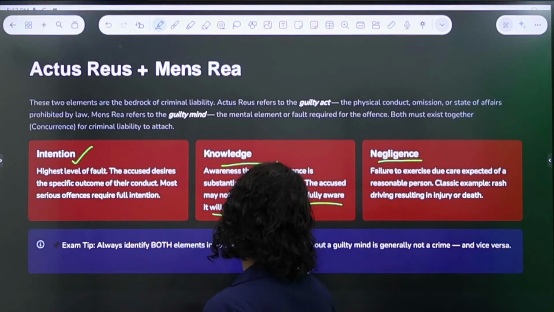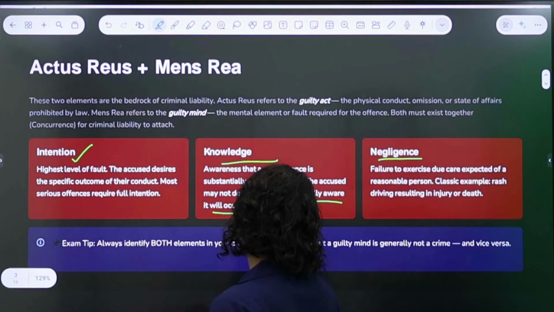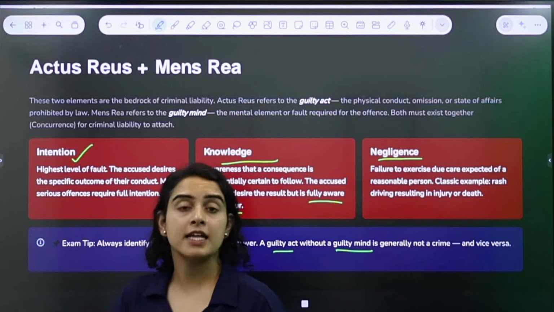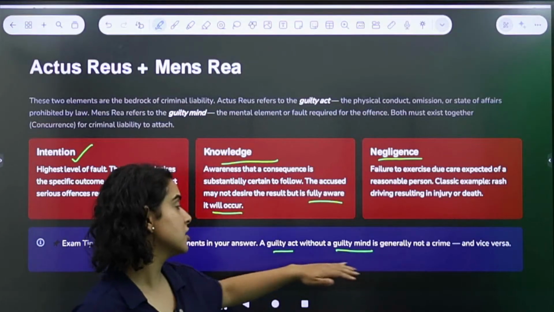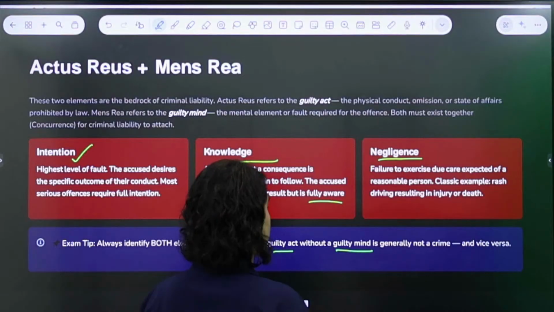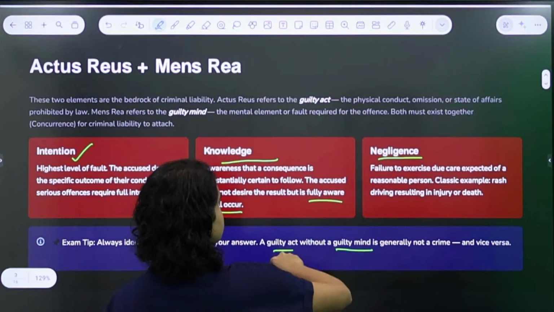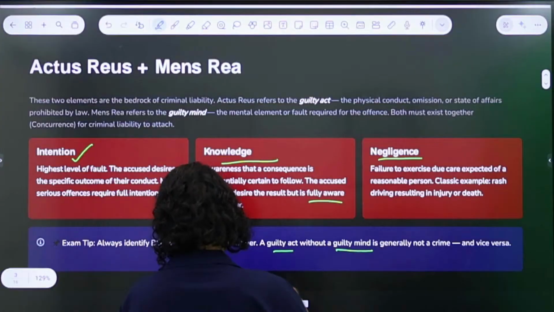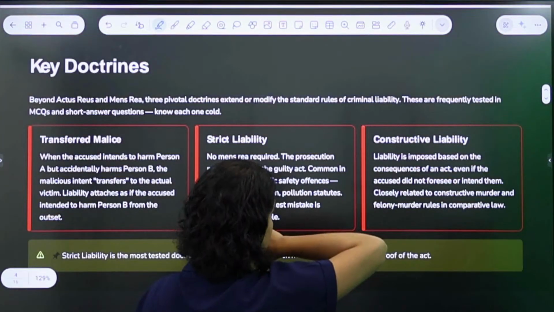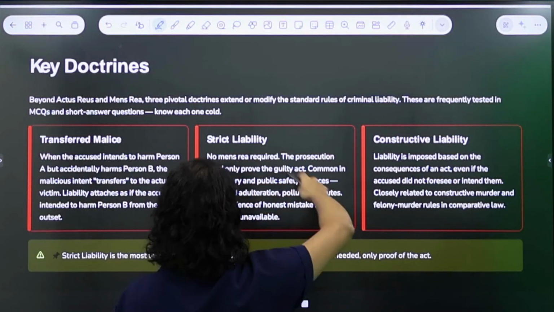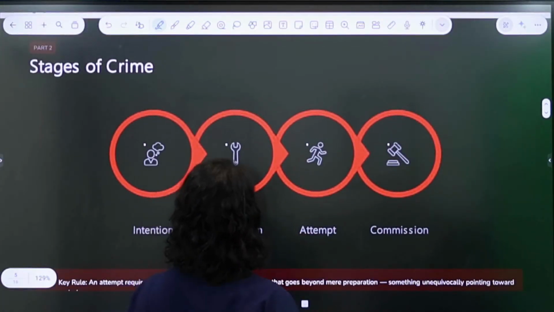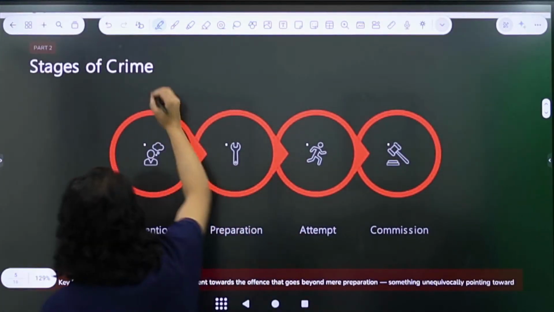So if you have a guilty act but you do not have any guilty intention, it is not a crime. In the same way, if you have a guilty intention but you have not committed any act, that is also not a crime. It's just something in your head. I think I've already explained what transferred malice, strict liability, and constructive liability mean. Moving ahead with something extremely important: the different stages of crime.